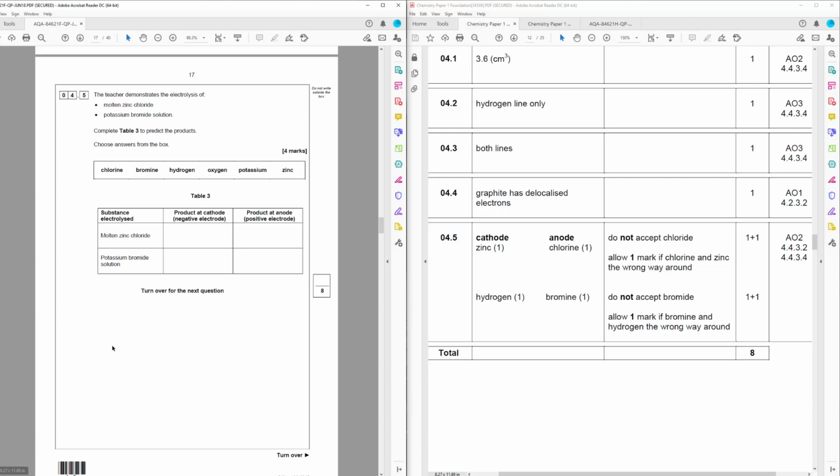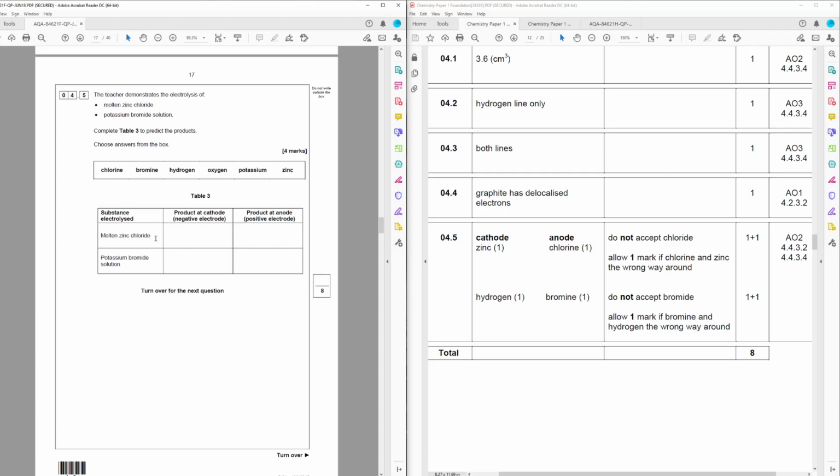And on 4.5, we were looking here at simple electrolysis, so this didn't need any complicated rules. So we were splitting zinc chloride into zinc and chlorine. So zinc is a metal. All metals form positive ions, and positive ions would get attracted to the negative electrode. Okay, so you should have got zinc and chlorine.